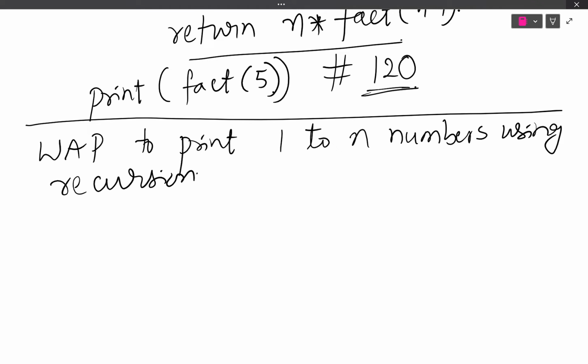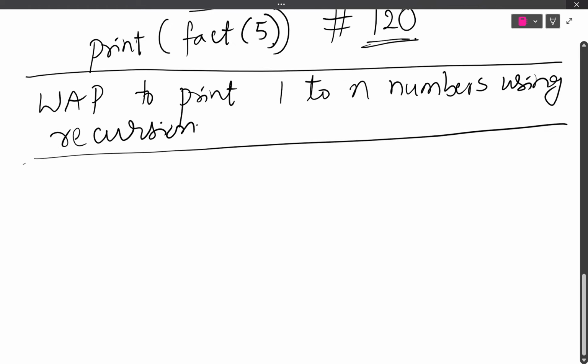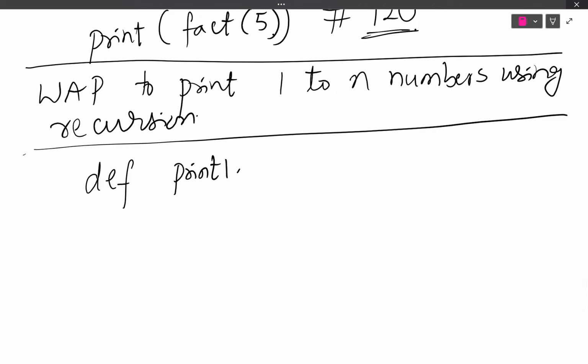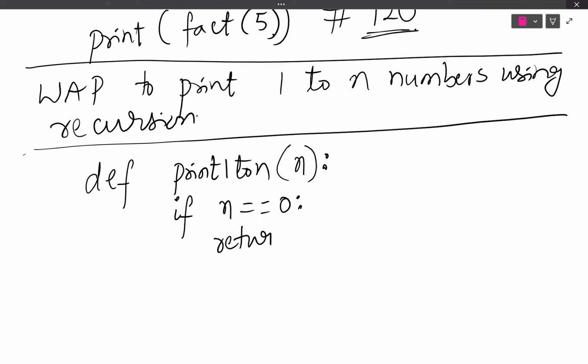We have to print 1 to n numbers using recursion. How can we do this? I will be writing a function, def print1ToN. I will take one parameter, that is n. Then if n becomes 0, return. This is an empty return.